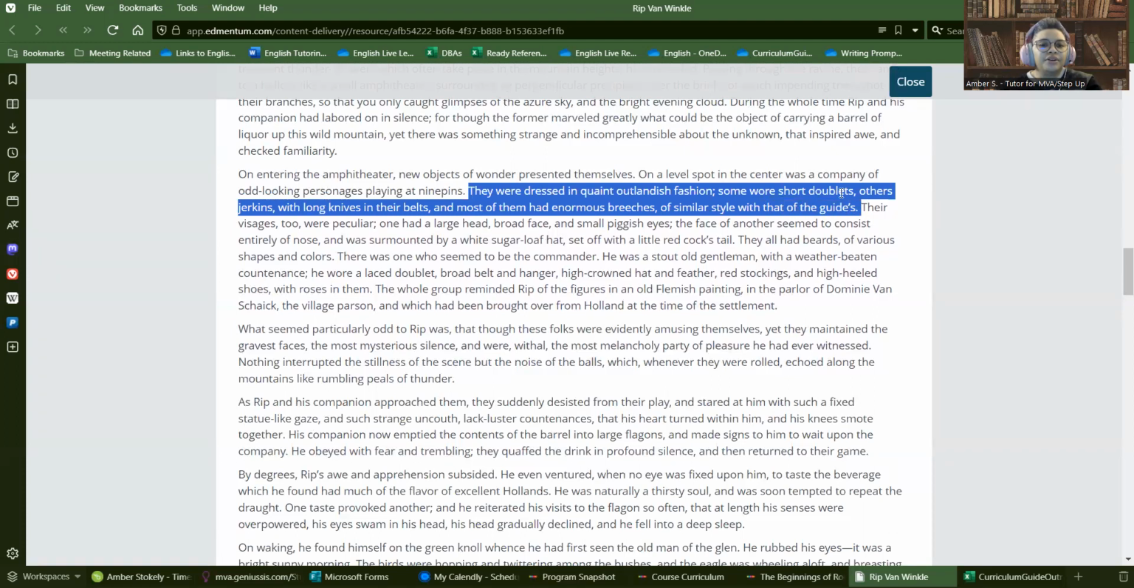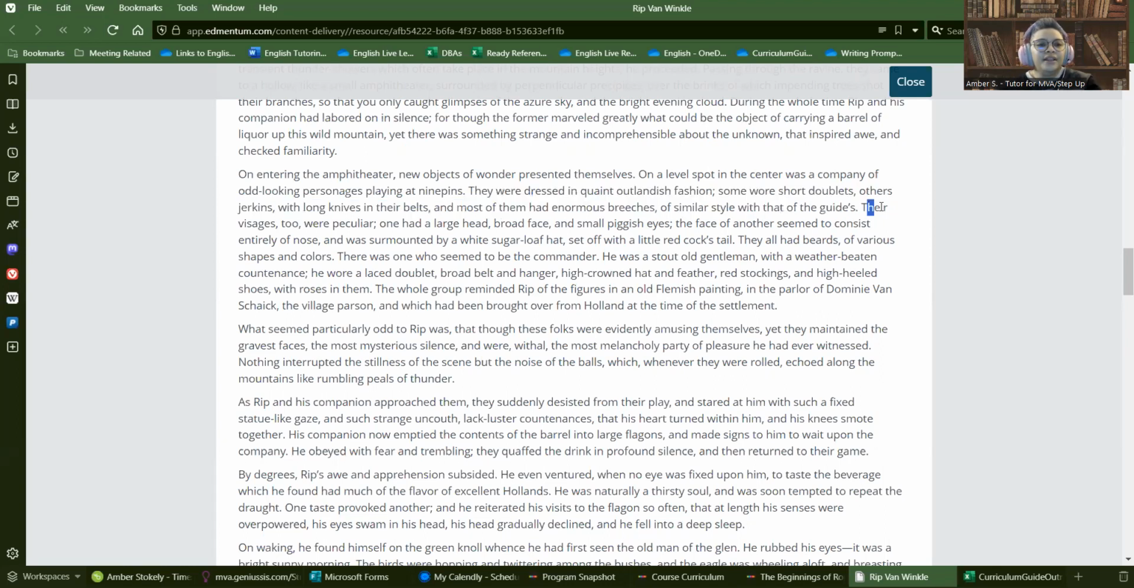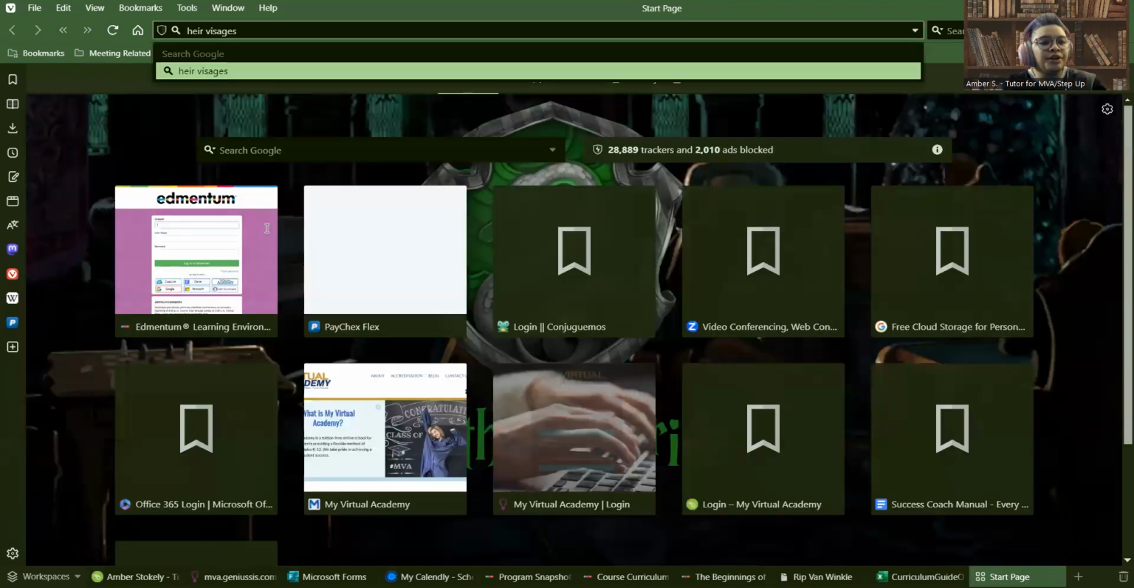So they're talking about how they're dressed. Short doublets are like short coats. The jerkins are sleeveless jackets, hopefully not tied around their waist, but long knives in their belts, enormous breeches, so they have really big poofy pants, and those are really weird to Rip. Their visages too. A visage is like a face. We can go ahead and look that up, but it is basically what your appearance is, what you look like.